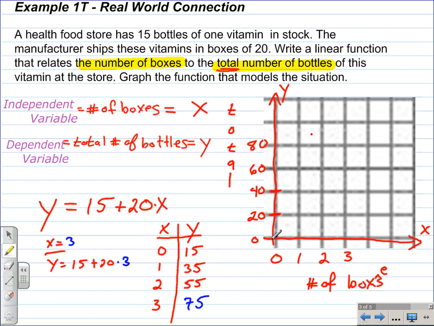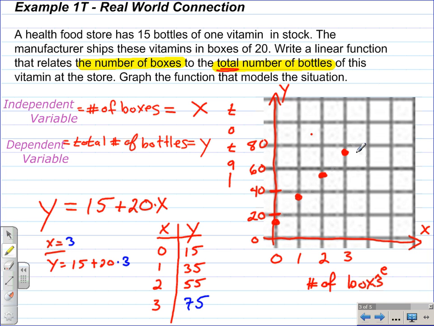0, 15. Now, halfway would be 10, so 3/4 of the way would be 15. 1 and 35, so one box in the store up to 35. Again, that would be 3/4 of the way between 20 and 40. 2 and 55, 55 being 3/4 of the way between 40 and 60. And finally, 3 and 75.